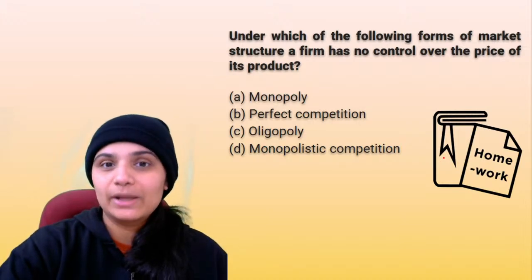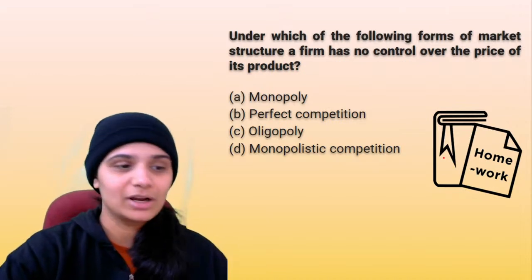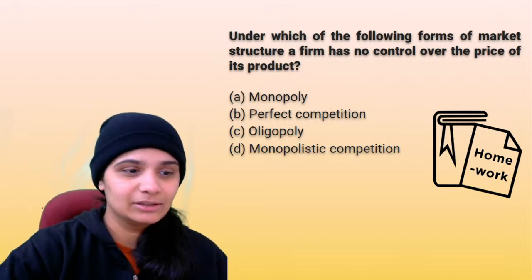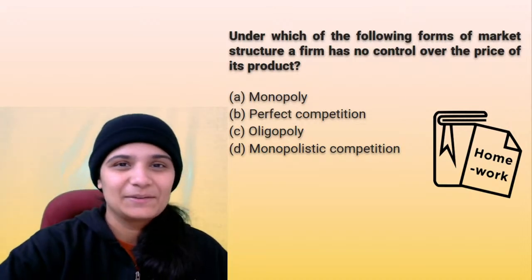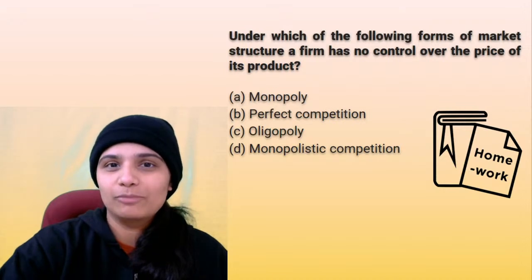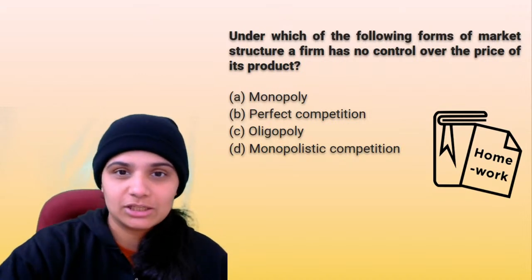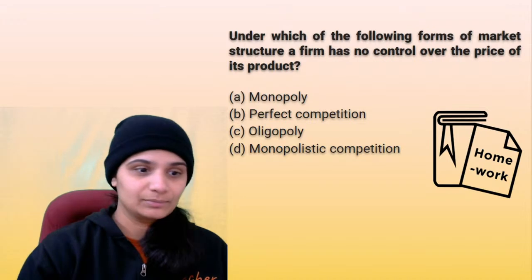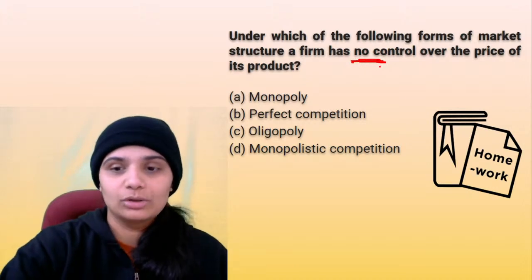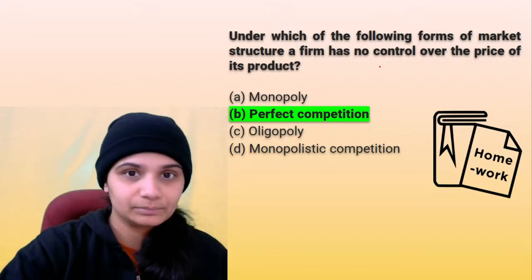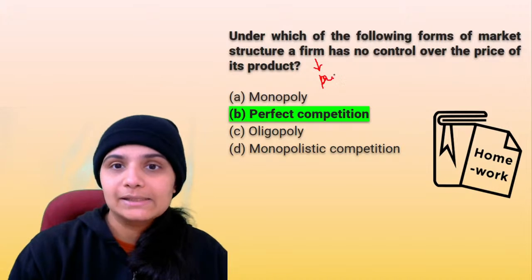Under that chapter, I had given you a homework. Let's see who all have the answer to this homework question. Under which of the following forms of market structure does a firm have no control over the price of its product? No control. No control comes under perfect competition, because in perfect competition the firm becomes what? Price taker.